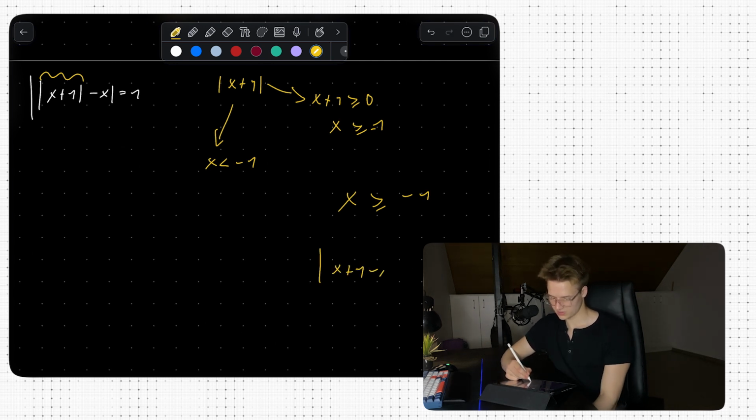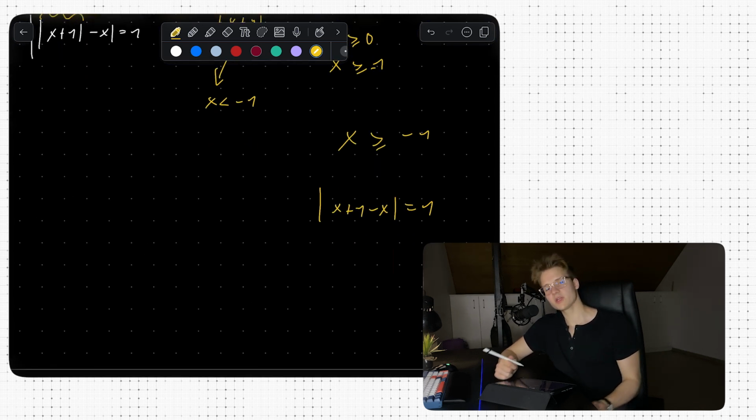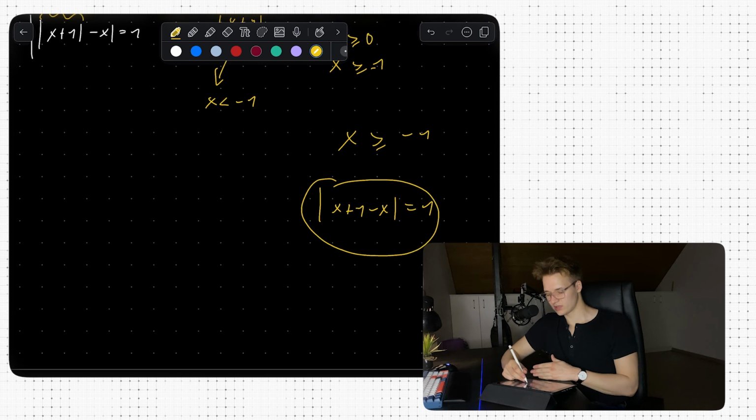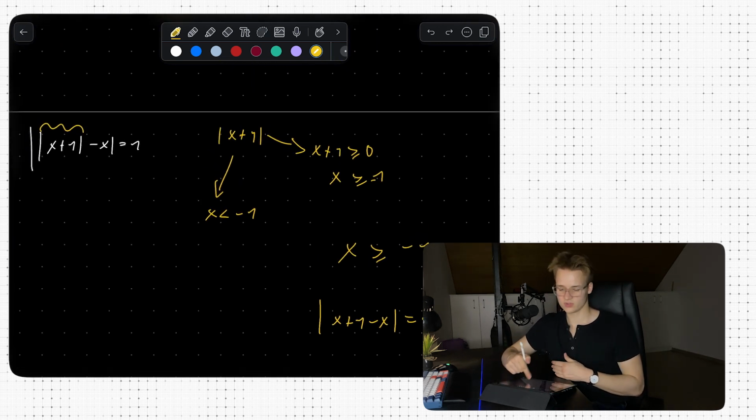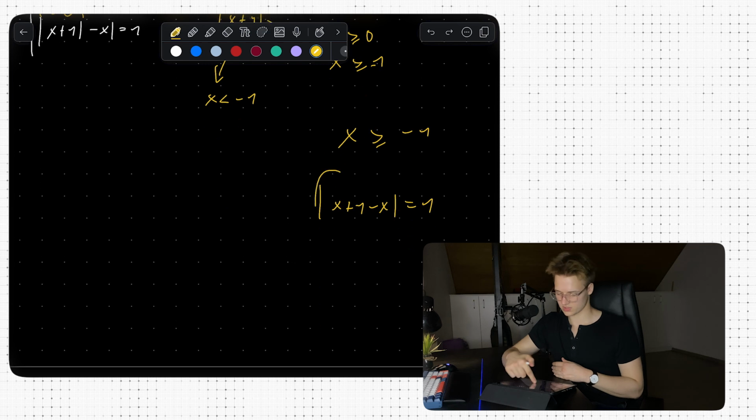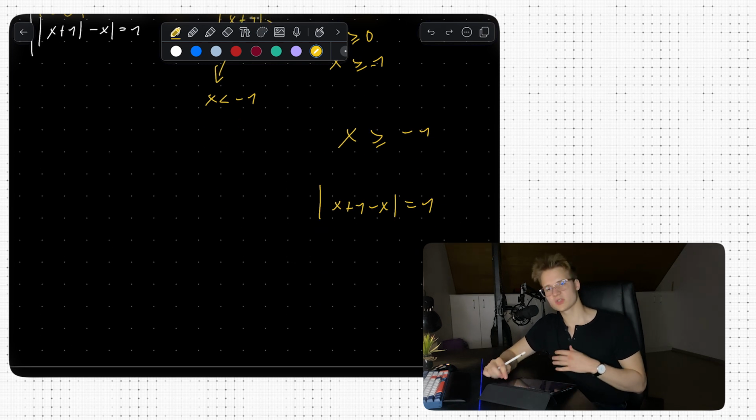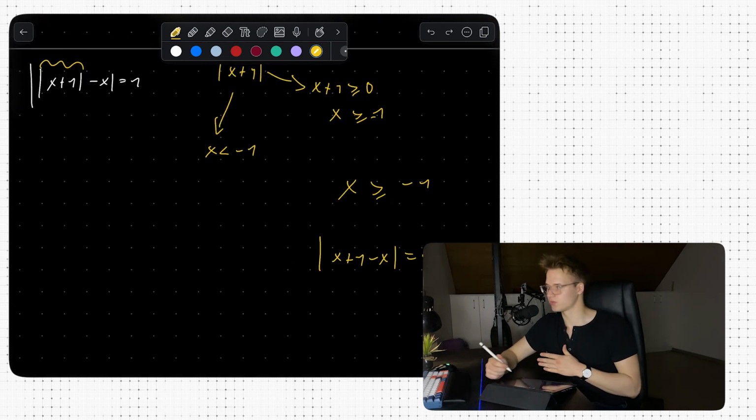So we're just going to write it like this: absolute value of x plus 1 minus x equals 1. And now imagine that you just got this as the equation at the start. You didn't get the other one, you just got this equation. You just solve it again in the same way that you would solve any regular equation with only one absolute value.